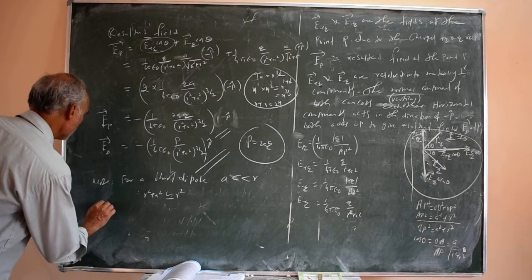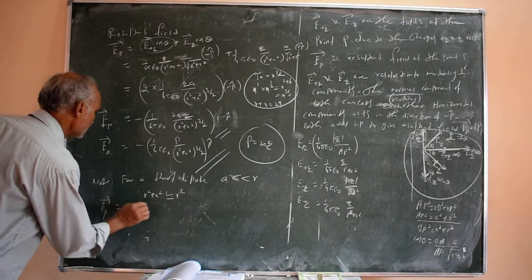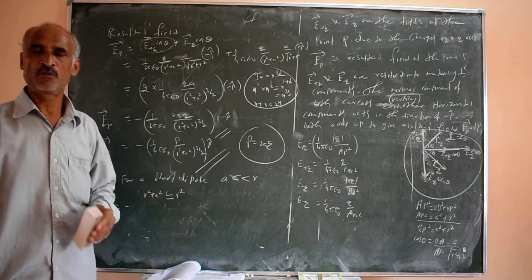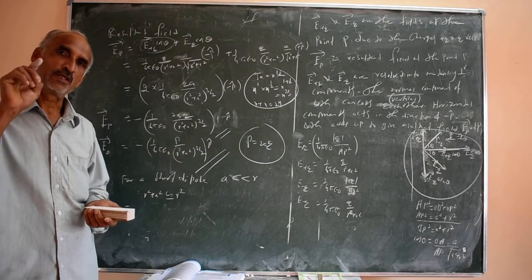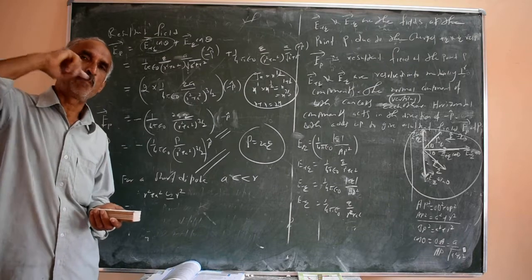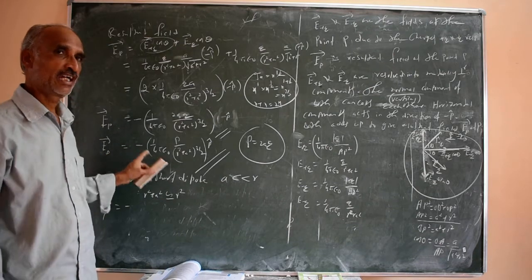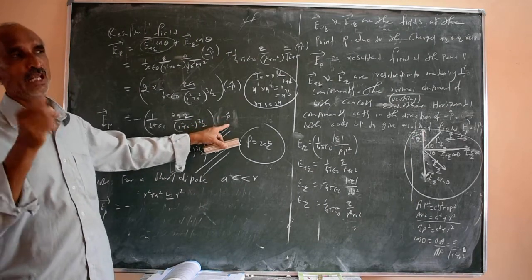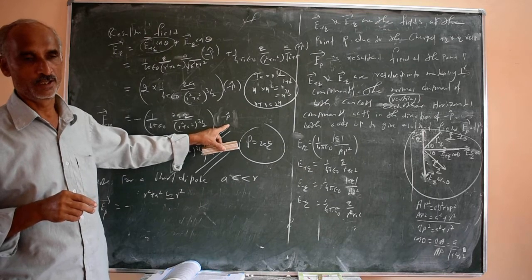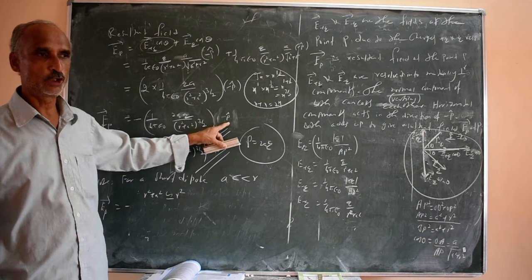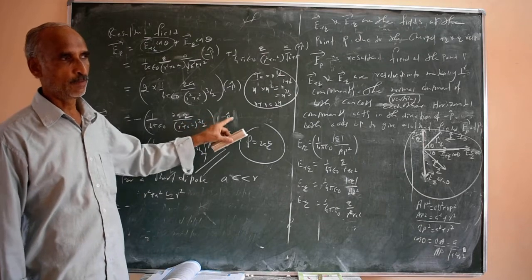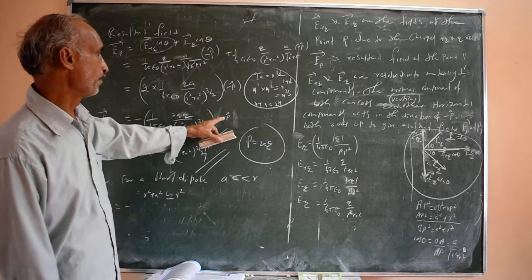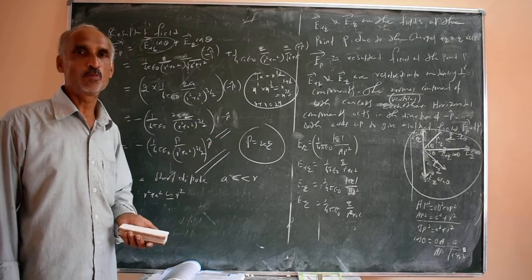Therefore, EP is equal to, this minus sign indicates the direction of the resultant field is in the opposite direction of p cap. P cap is the unit vector of the dipole moment p bar, and p bar acts in the direction of minus q to plus q. Therefore, minus p cap means the resultant field acts in the direction of plus q to minus q.